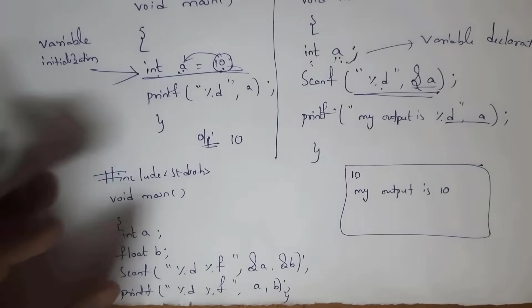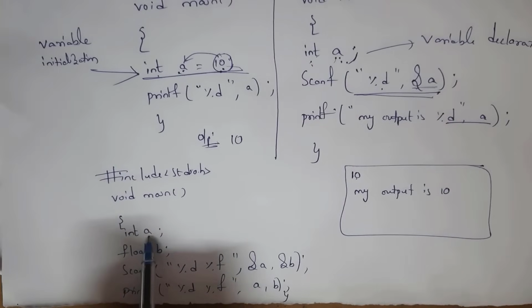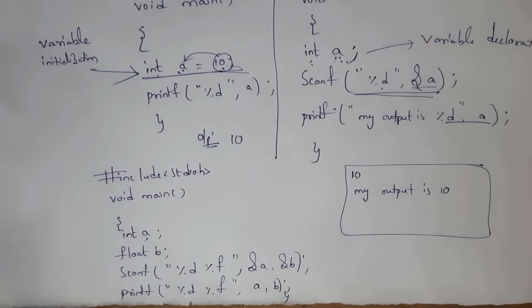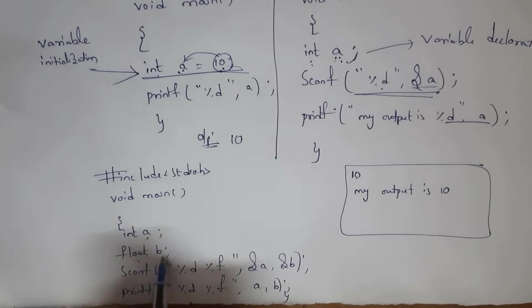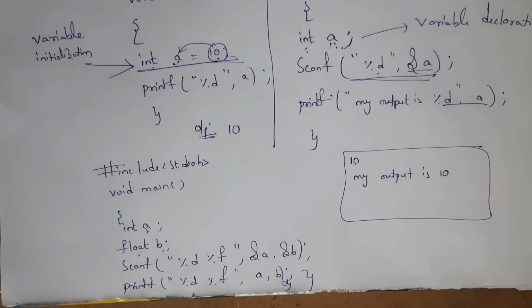Guys, this is another program. Here I took int A because I want to store one integer value. Similarly, I want to store one float value, so I took float B. I want to assign values to variable A and variable B after executing a program. I can do this by using scanf.